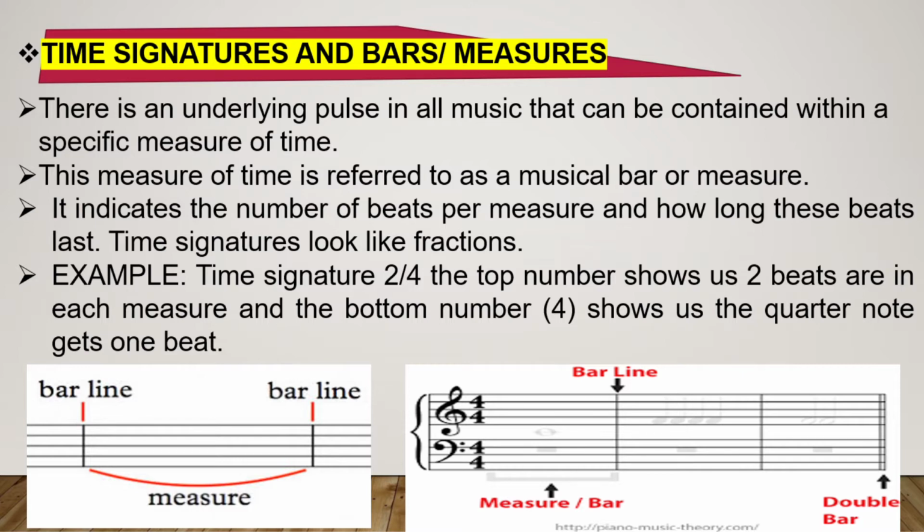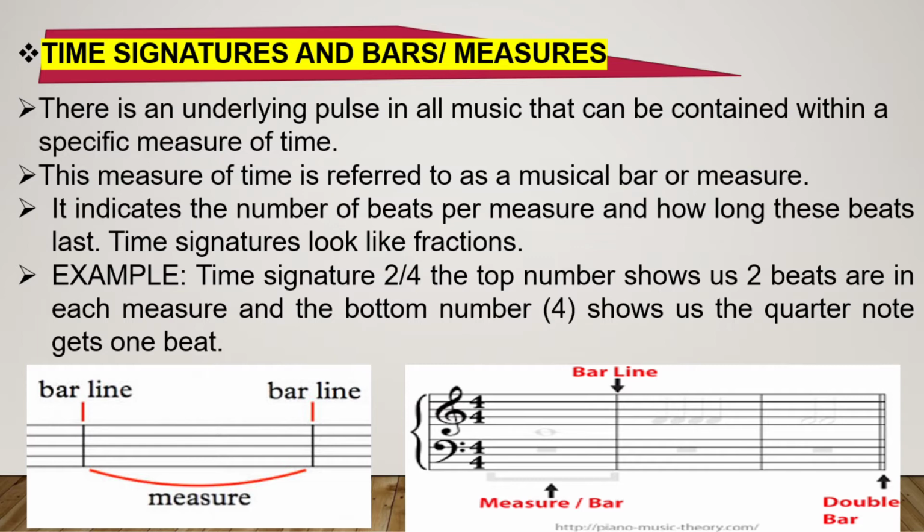Third is the time signature in bars, also known as measures. There is an underlying pulse in all music that can be contained within a specific measure of time. This measure of time is referred to as a musical bar or measure. It indicates the number of beats per measure and how long these beats last.